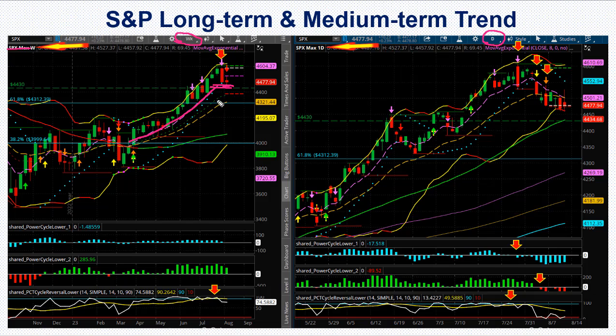Now, if that breaks, we still have good support. We could go all the way down here to 43.12, and that's the 21 exponential moving average. So that's the big mean reversion there. So you can see that's the big area of support.